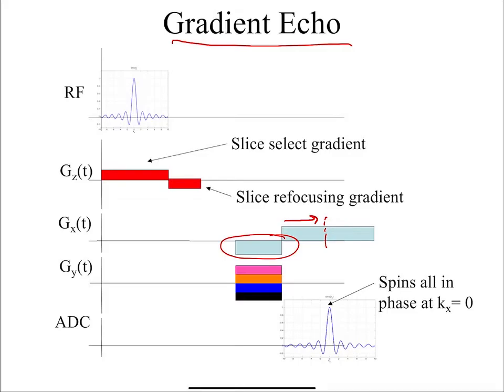And this is like the bread and butter. Most pulse sequences clinically are either some form of what's called gradient echo or something called spin echo, which we'll talk about later today.